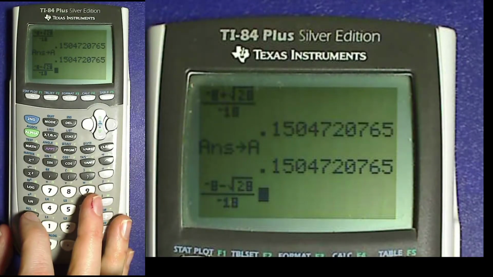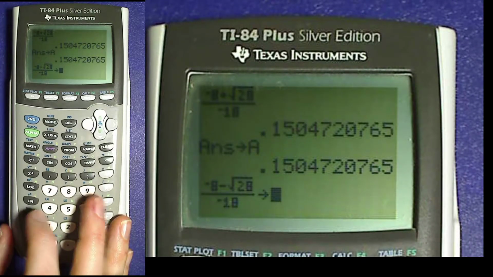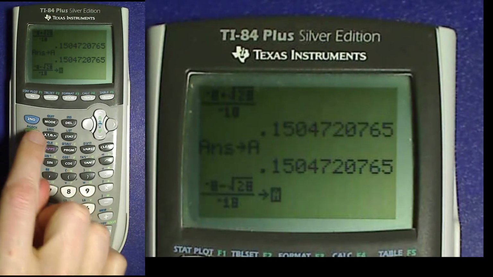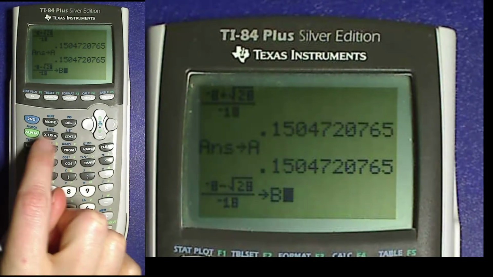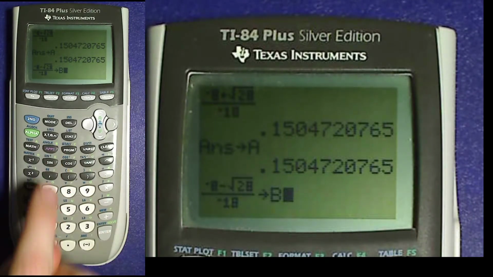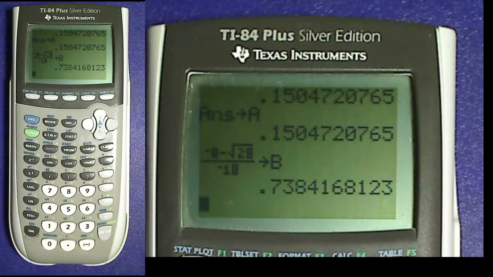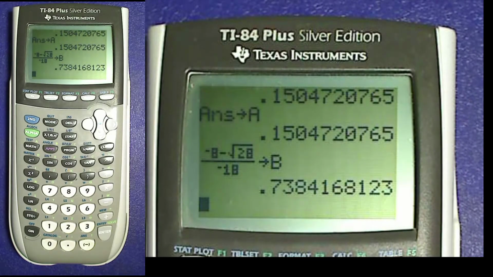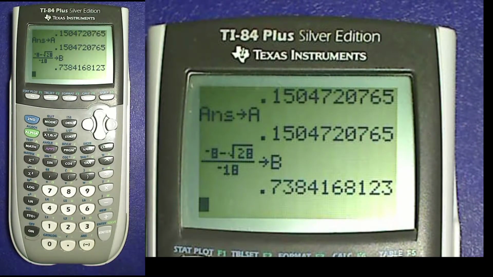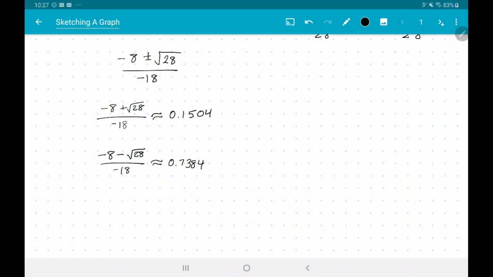And since I know I want to store it, I'll go ahead and hit the arrow, hit the store button to get that arrow, and then I'll store this in B. So alphabet, and then this is the key with the B. Okay, so that's 0.7384, and I'll write those two numbers down on my whiteboard. Okay, so let's go back, and there are my two numbers.